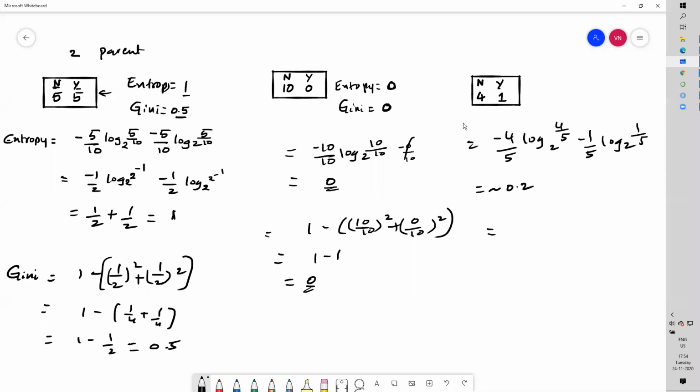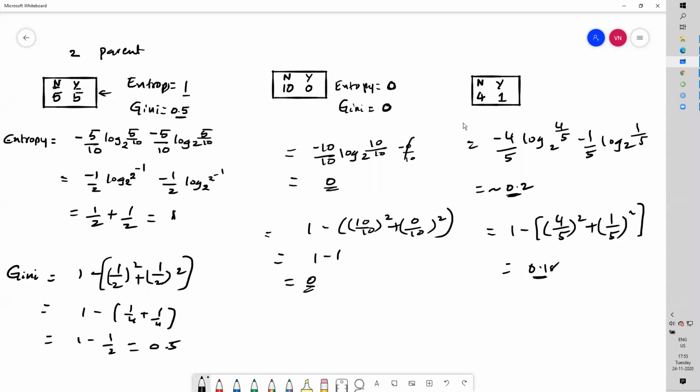And what would be Gini? Gini is 1 minus (4/5)² plus (1/5)². So this would be something like 0.18 or whatever it is, right? So for a node in which the majority belongs to one class, you would see entropy value closer to 0 and Gini value closer to 0.